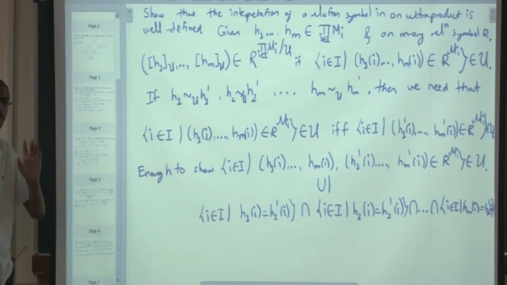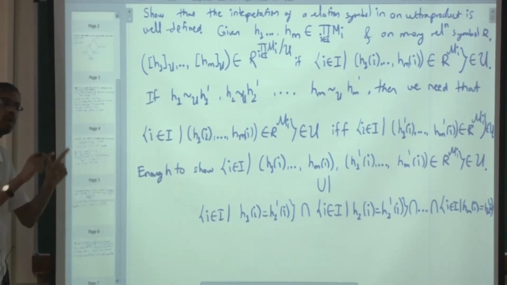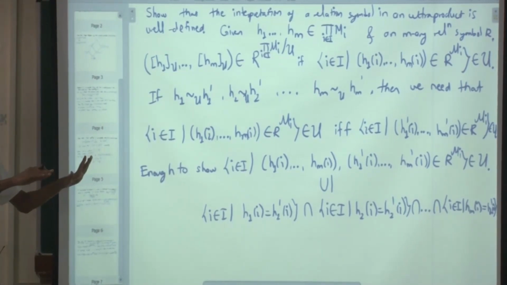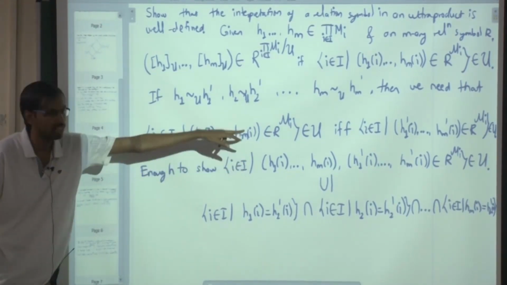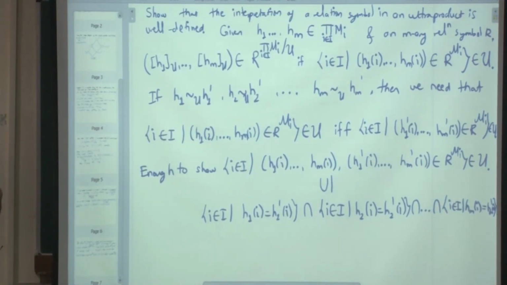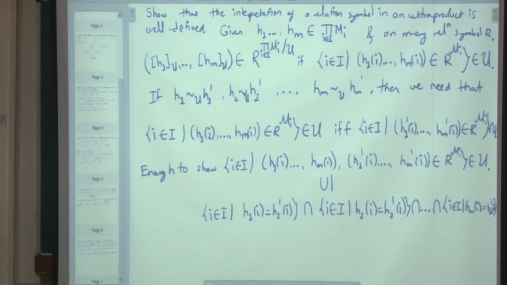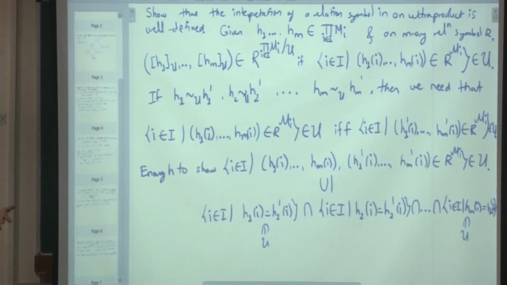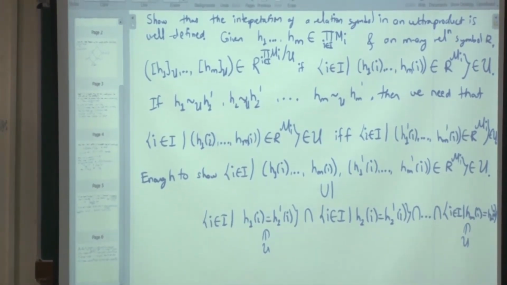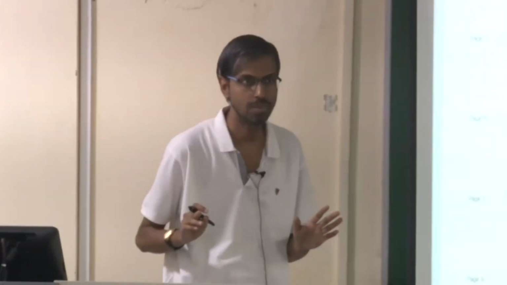Whenever for a particular index h1 and h1 prime agree, h2 and h2 prime agree, all of them agree, then obviously this and that will both belong to it simultaneously. And this we already know by definition because they are U equivalent. So each one of them belongs to U and therefore ultimately the intersection of all of them belongs to U, and therefore everything follows by the upward closure property. Any questions? Similarly, you show it for function symbols and constant symbols.